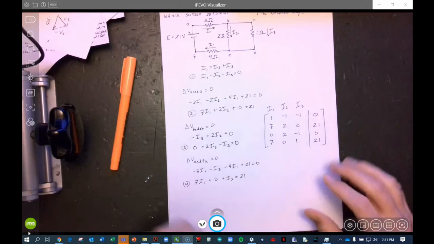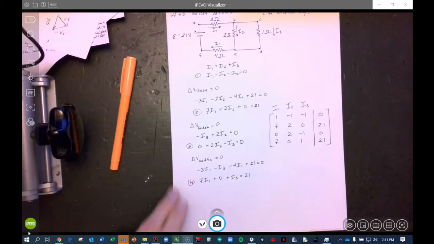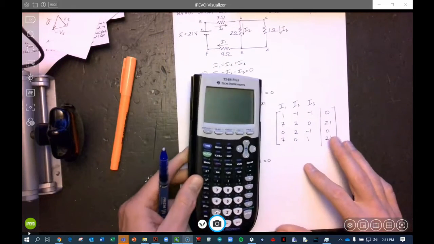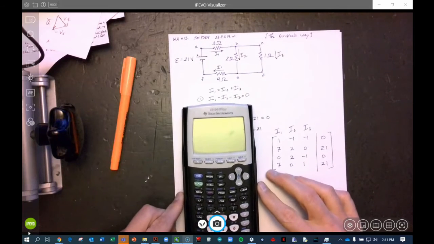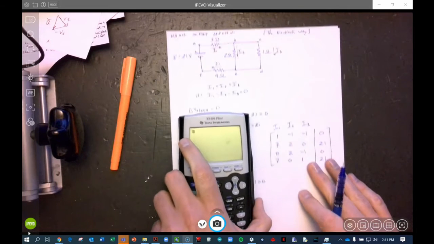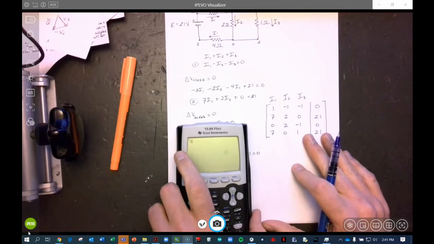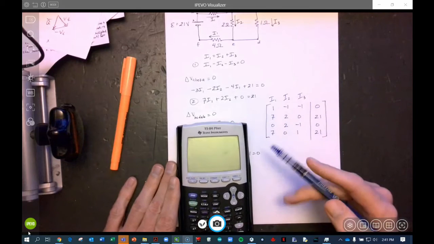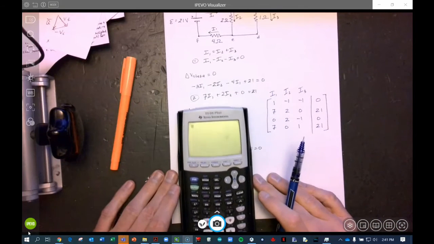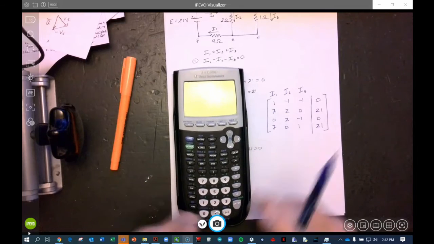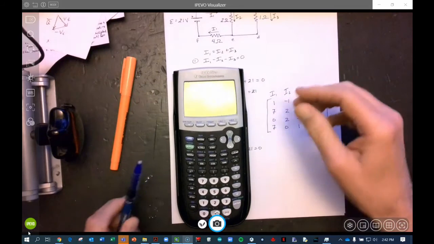At this point we can use the TI-84 or 83 or whatever calculator you've got. We're going to enter this matrix into the calculator, and it's going to solve it for us. I'll show you how. First, I'm sorry about the glare, let's see if I can fix that a little bit.